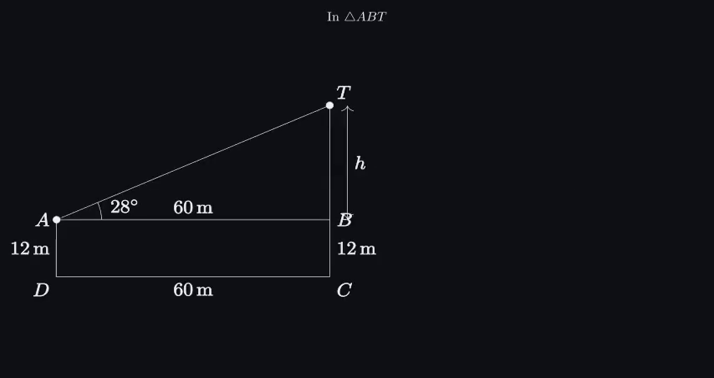We now focus on triangle ABT. With respect to the 28 degrees angle at A, length of BT equals h is opposite the angle. The side, length of AB equals 60 m, is adjacent to the angle. So we use tangent because tangent connects opposite and adjacent.